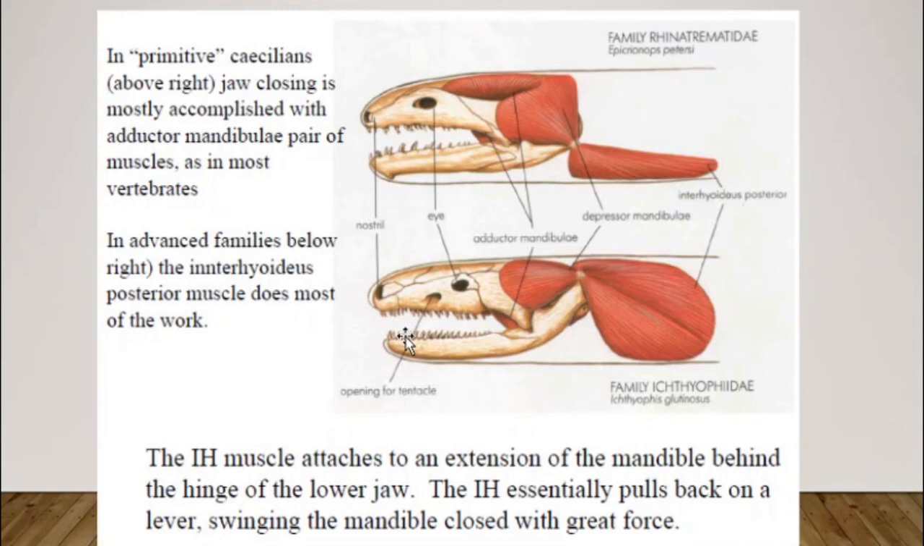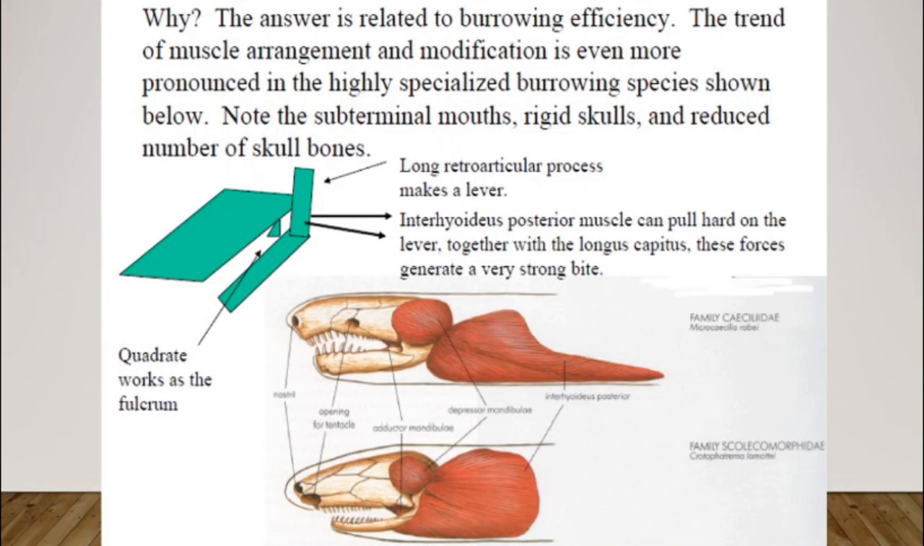family Ichthyophiidae. The interhyoideus posterior muscle was quite larger compared to the family Rhinatrematidae. They have also the adductor mandibulae that pulls the lower mandible. The interhyoideus muscle is attached to an extension of the mandible behind the hinge of the lower jaw. So this muscle essentially pulls back on the lever, swinging the mandible closed with great force.